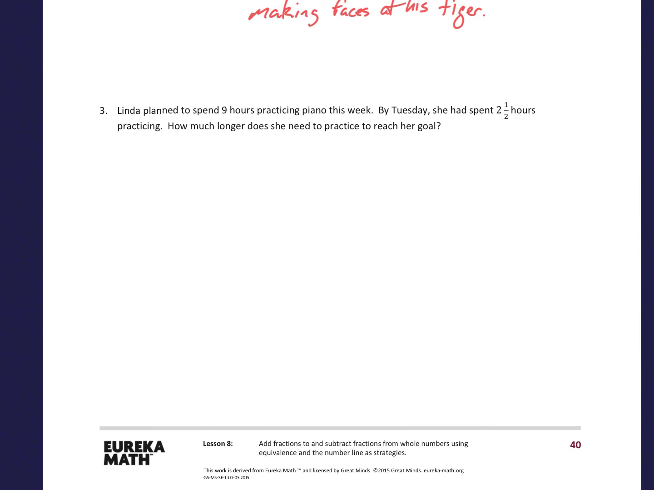Let's look at 3. Linda planned to spend 9 hours practicing piano this week. By Tuesday, she had spent 2.5 hours practicing. How much longer does she need to practice to reach her goal? Go ahead and see if you can just set up the problem. What's it going to look like? 9 divided by 2.5, 9 plus 2.5. What is it going to be? Go ahead and pause the video, and I'll have the answer up in 3, 2, 1. So your setup should say 9 minus 2 1/2.